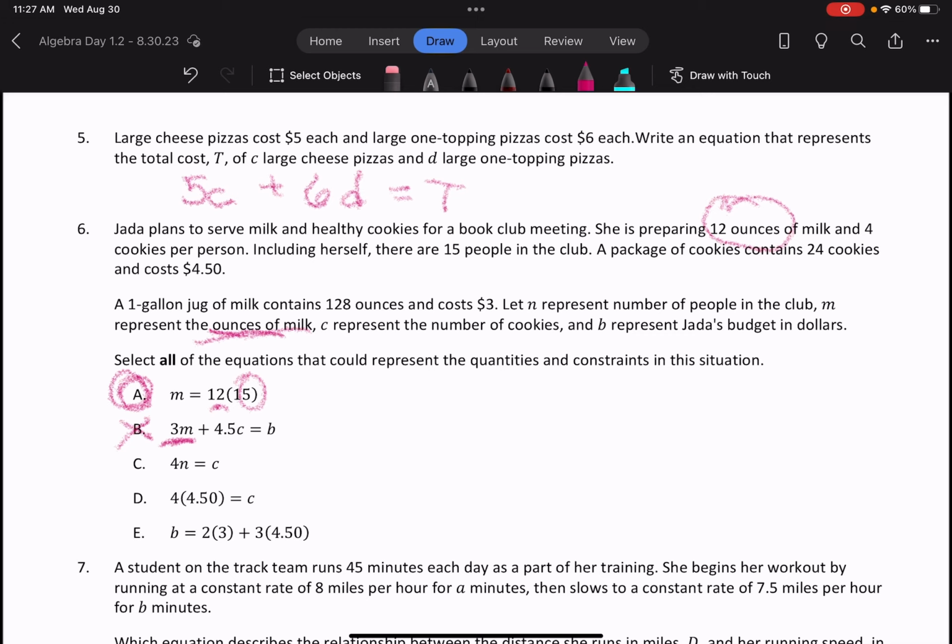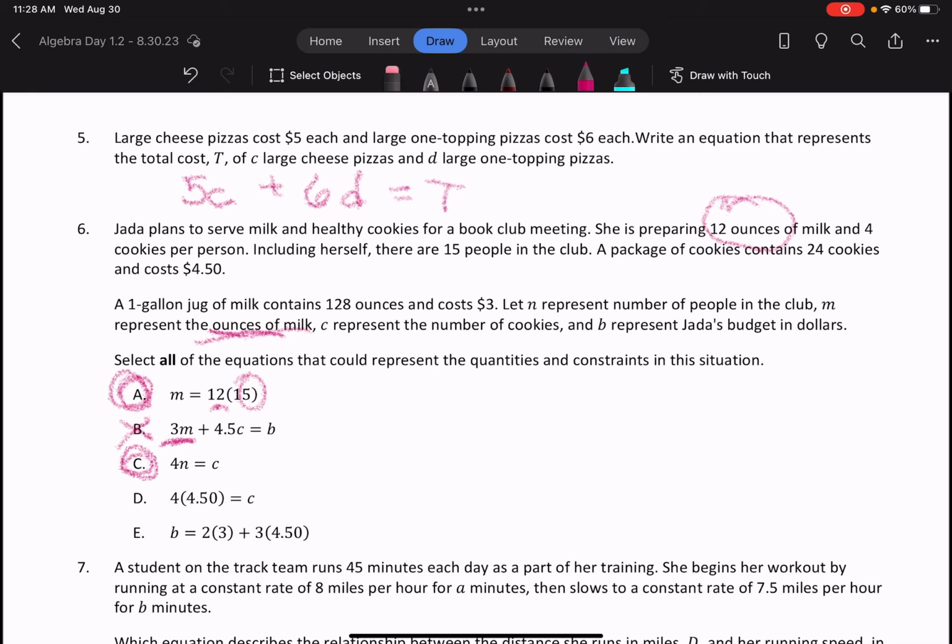Letter C says 4N equals C. So this is saying that we have 4 cookies times the number of people, N, equals C, the total number of cookies. Yes, this does work because we have 4 cookies per person and we want to see how many cookies we need total. So that is applicable.